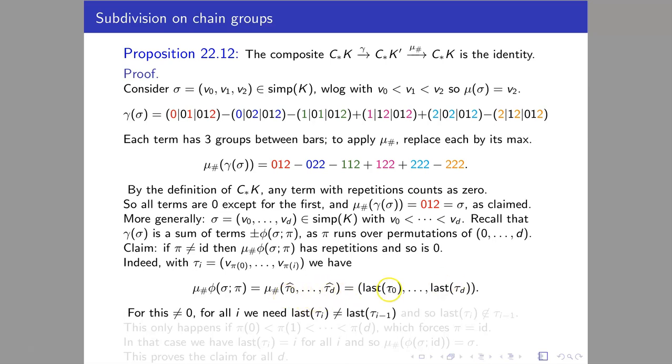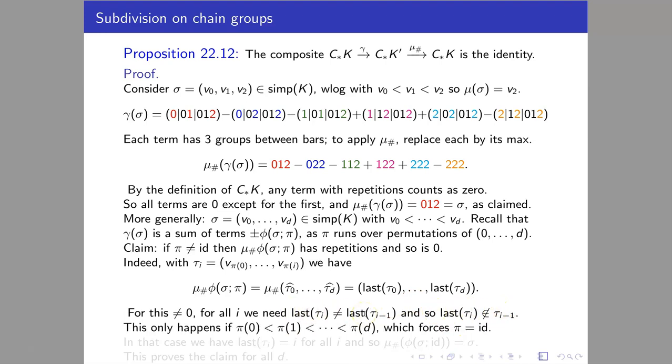So how can this possibly be non-zero? Remember, if there's any repetitions, it's 0. So for it to be non-zero, the last thing in tau_i has to be different from the last thing in tau_(i-1). Remember, the last thing in tau_(i-1) is the maximum of v_pi(0) up to v_pi(i-1), and then the last of tau_i has to be bigger than that. So it has to be not an element of tau_(i-1).